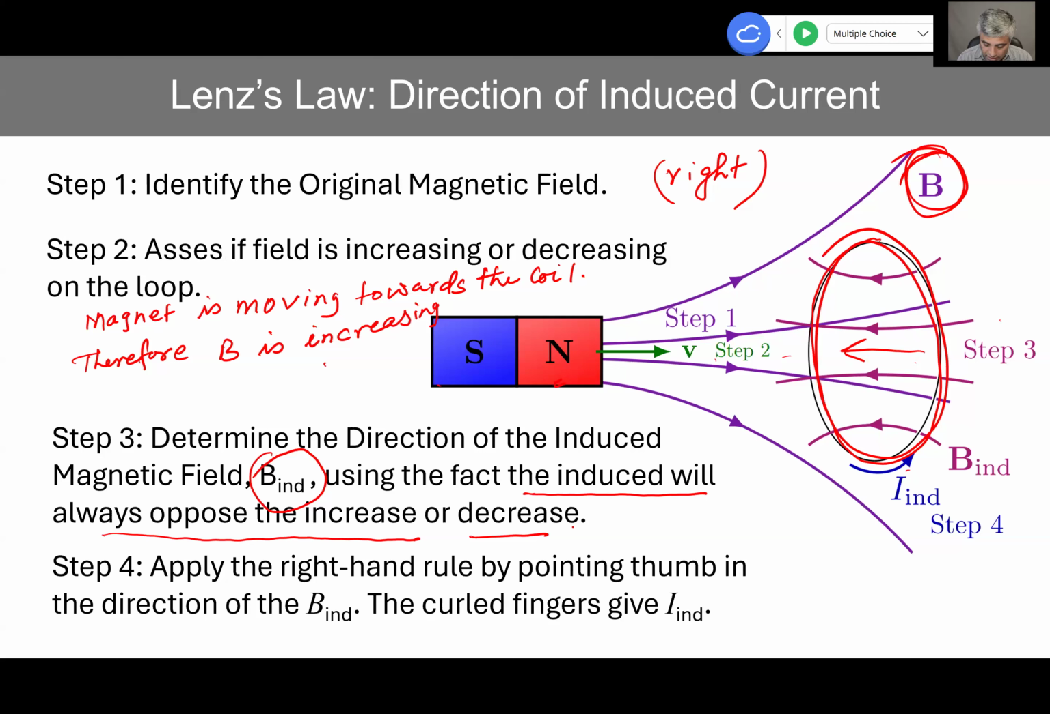Let me write this step number 3 here. See how I'm marking that. That's how I suggest you do it when you are trying to answer this kind of question, right? So in this case, it has to be on the left. B induced has to be on the left. So now we want the magnetic field to the left.